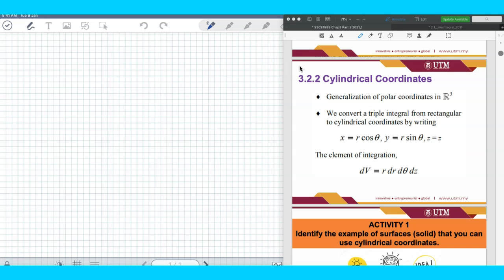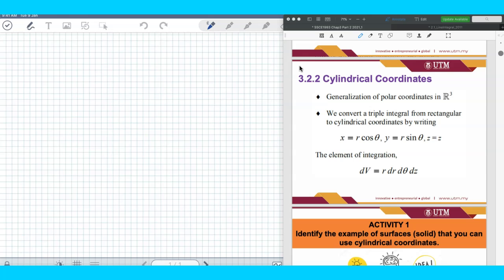As I mentioned before, cylindrical coordinate is the extension of polar, where we convert x and y into r and theta only on the 2D system. That means if you are given a lamina, a double integral, or a curve on the 2D system. But when we extend into the 3D system, when you have a solid, instead of calling it polar, we call it cylindrical.